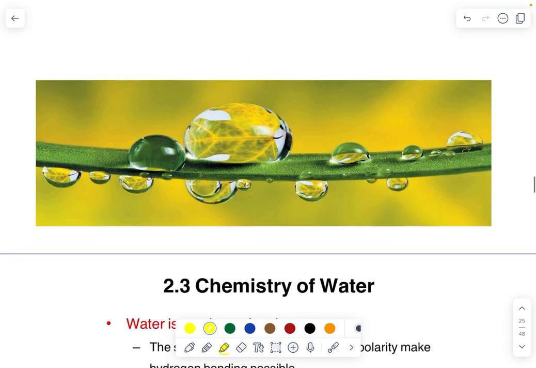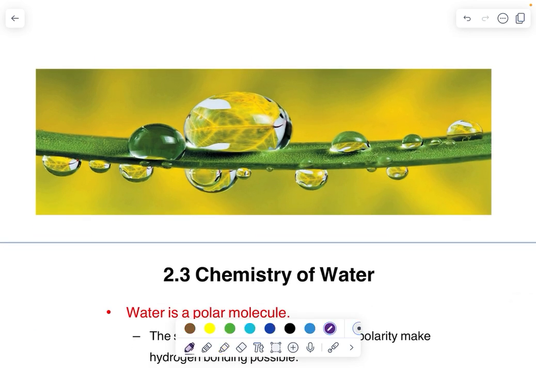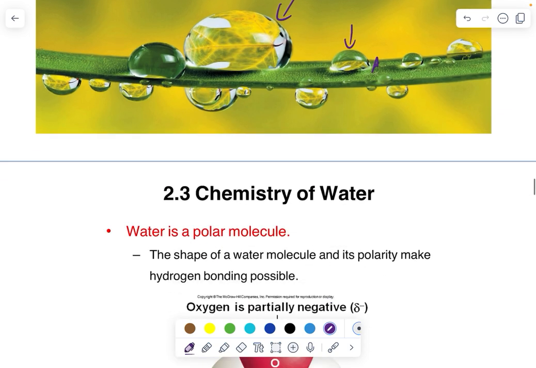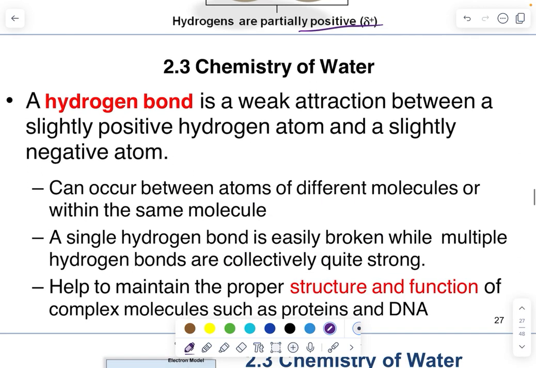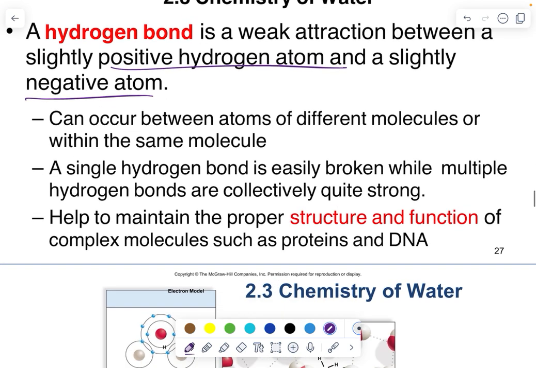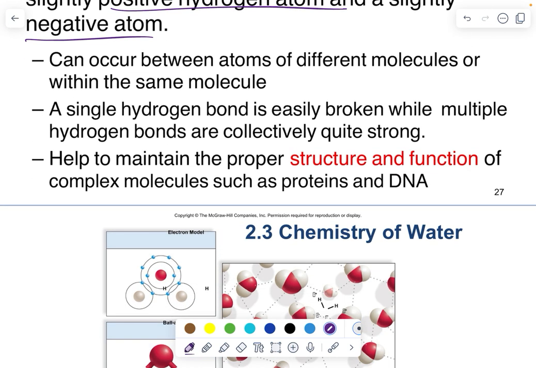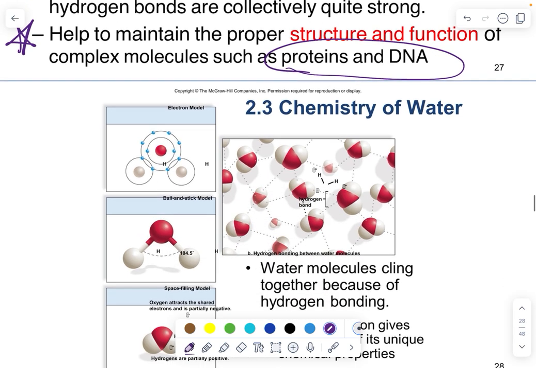Okay, so again, this is a beautiful picture of water from a textbook that I have. You can see right here, there's properties of water: adhesion, which is this; cohesion, which is sticks to itself. And so water is polar, which means there's a negative and a positive. The electrons are not shared equally. And we already talked about hydrogen bonding being a weak attraction between a slightly positive hydrogen atom and a slightly negative atom. So why is this important? Proteins, this is super important. It helps maintain the proper structure and function of complex molecules such as proteins and DNA.